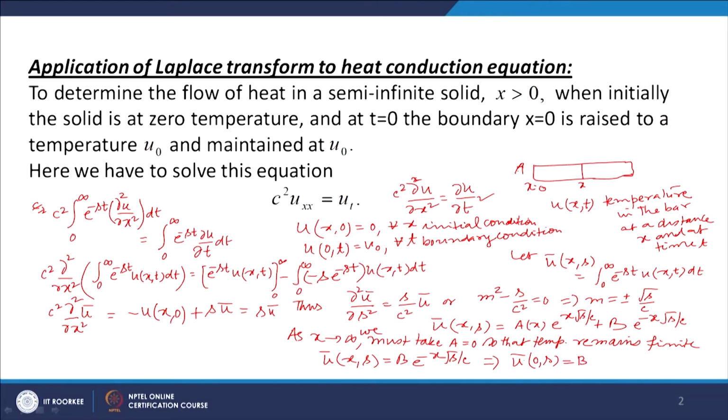So we have u(0,t) = u₀. Here, this is your Laplace transform, ū(x,s) = ∫₀^∞ e^(-st) u(x,t) dt. So put x = 0 in this, so we get ū(0,s) = ∫₀^∞ e^(-st) u(0,t) dt. Okay, u(0,t) is u₀.